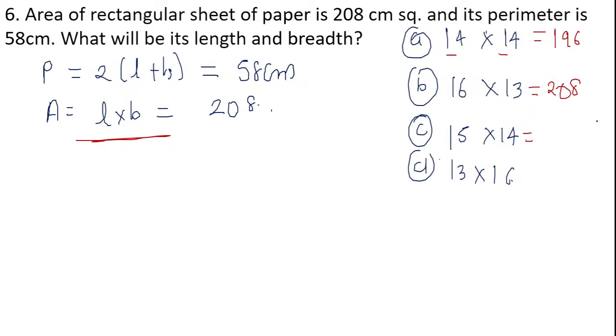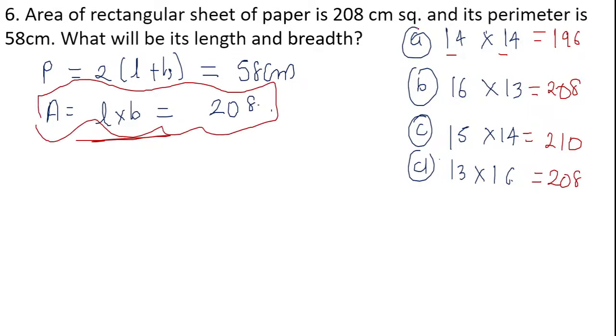Okay. Similarly 15 into 14 will give us 210, and 13 into 16 will give us again 208. So here the given area is 208. So directly 2 options have been eliminated. That is option number A has got eliminated as well as C got eliminated. Left with option number B and option number D.